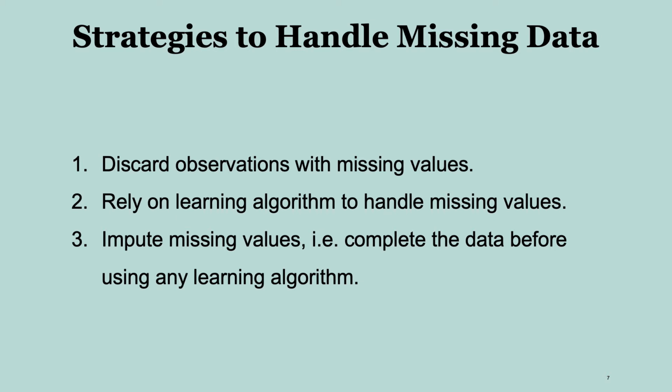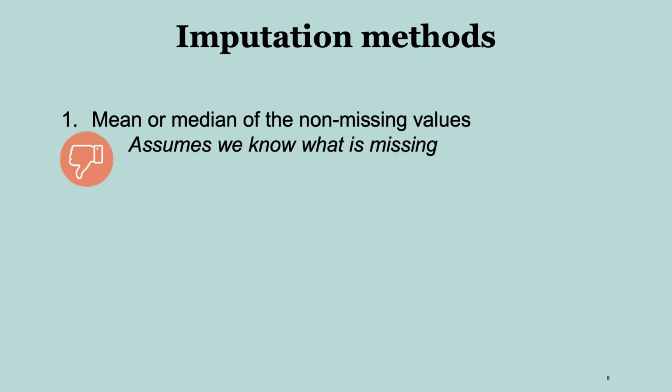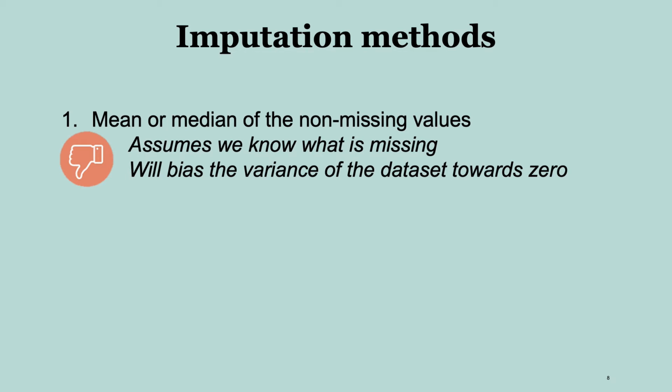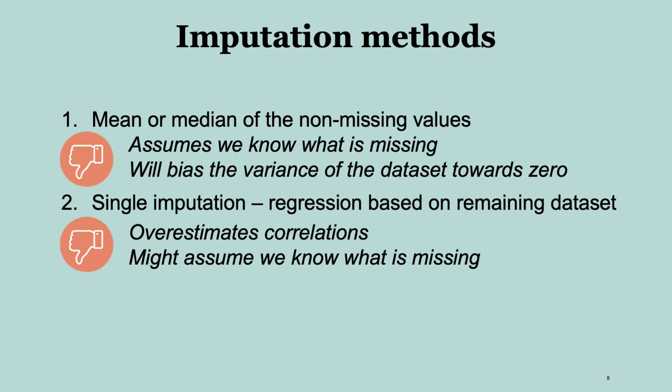So from the motivation here, it sounds like imputation is the way to go. So let's look at some different imputation methods. For the first method, we can compute the mean or the median of the meshes where the entries are not missing. This, however, directly assumes that we know what is missing, and even worse, it will bias the variance towards 0. Alternatively, we can perform single imputation by regression based on the data entries that are complete. This, unfortunately, has a tendency to overestimate the correlation in the final model. And before performing the imputation, we implicitly have to specify what points are missing.